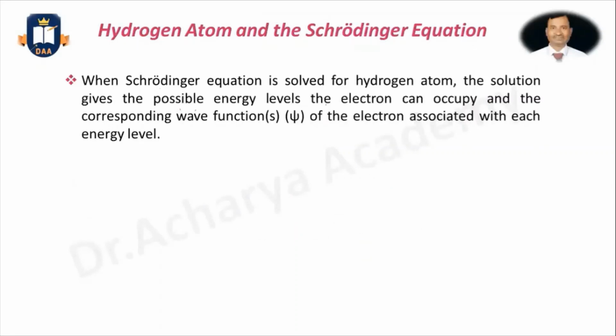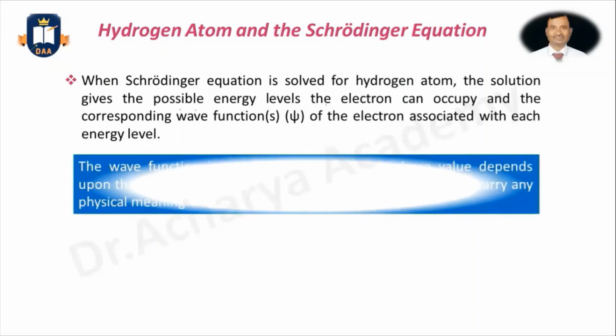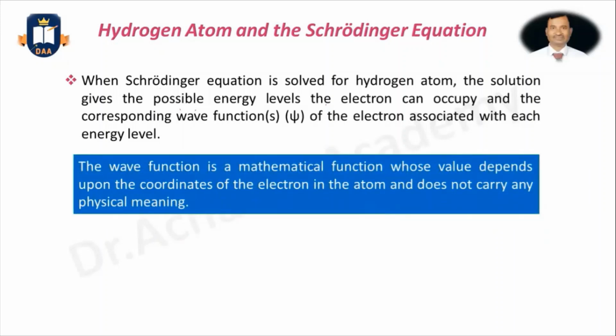When the Schrödinger equation is solved for the hydrogen atom, the solution gives the possible energy levels the electron can occupy and the corresponding wave functions, denoted by psi, of the electron associated with each energy level. So generally the question will come: what is the wave function? The wave function is a mathematical function whose value depends upon the coordinates of the electron in the atom and does not carry any physical meaning.